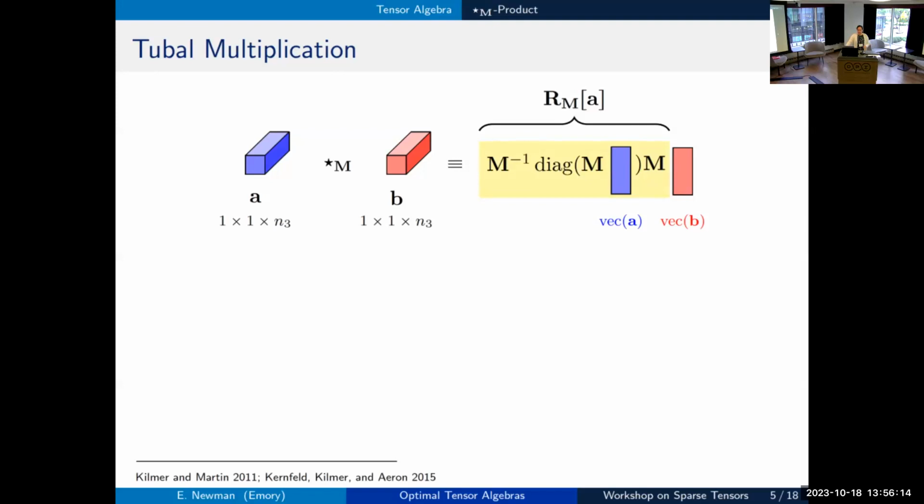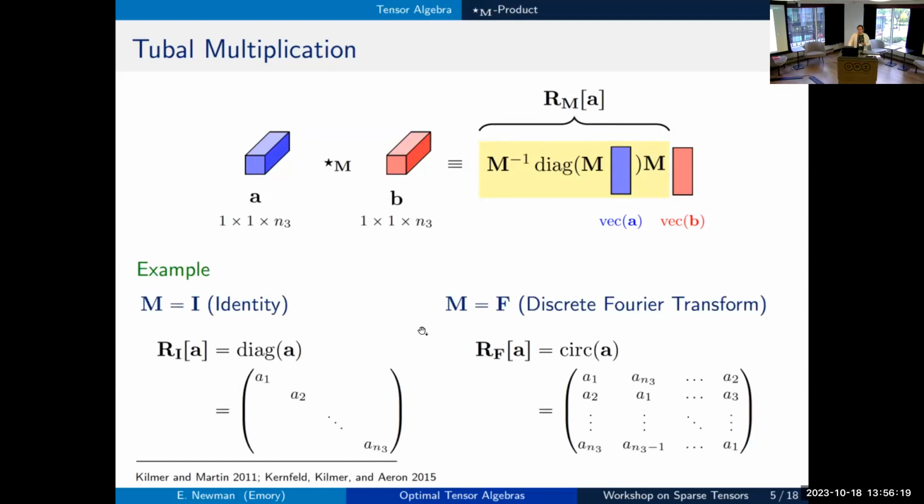Well, if M is the identity matrix, then the structure we get is a diagonal matrix parameterized by A. So this is your traditional Hadamard pointwise product. If we use the discrete Fourier transform, you get a circulant matrix parameterized by A. And this is our T product for those familiar with that concept. Okay. So we now know how to multiply tubes. We thereby know how to multiply tensors.